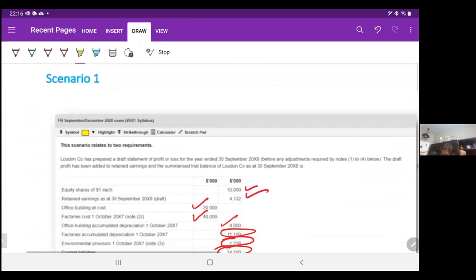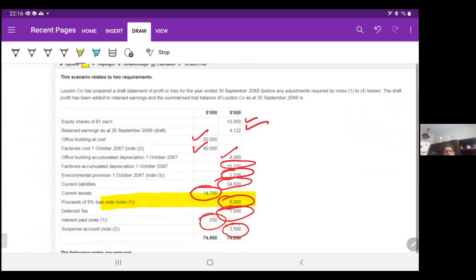And as you can see, we have the trial balance in front of us: 20 shares of $1 each, retained earnings, then office building at cost, factory cost, office building accumulated depreciation, factories accumulated depreciation, environmental provision, current liabilities, current assets, proceeds of 5% loan note, deferred tax, and interest paid. Right. So related to note one, I have highlighted one thing: proceeds of 5% loan note 5,000, and the interest paid 250,000.